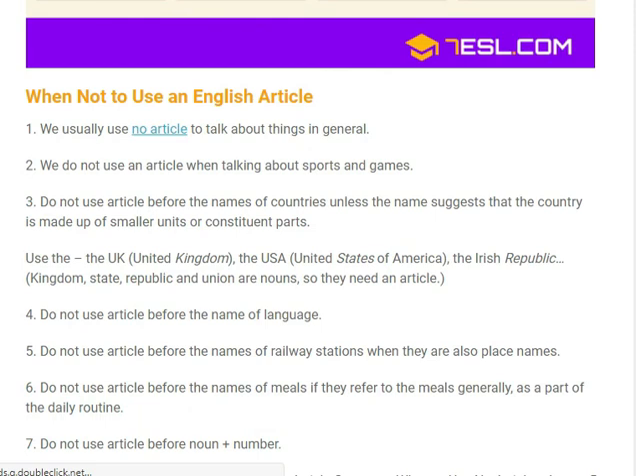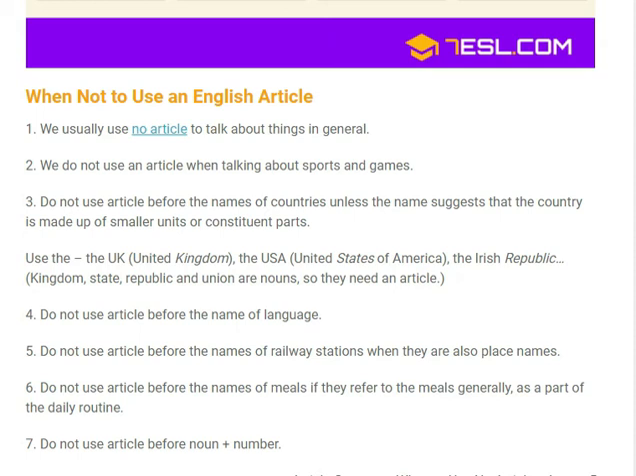When not to use an English article, we usually use no article to talk about things in general. We do not use an article when talking about sports and games. Rule number 3, do not use an article before the names of countries unless the name suggests that the country is made up of smaller units or constituent parts. Use the UK, the US, the Irish Republic. Kingdom, State, Republic, and Union are nouns, so they need an article.